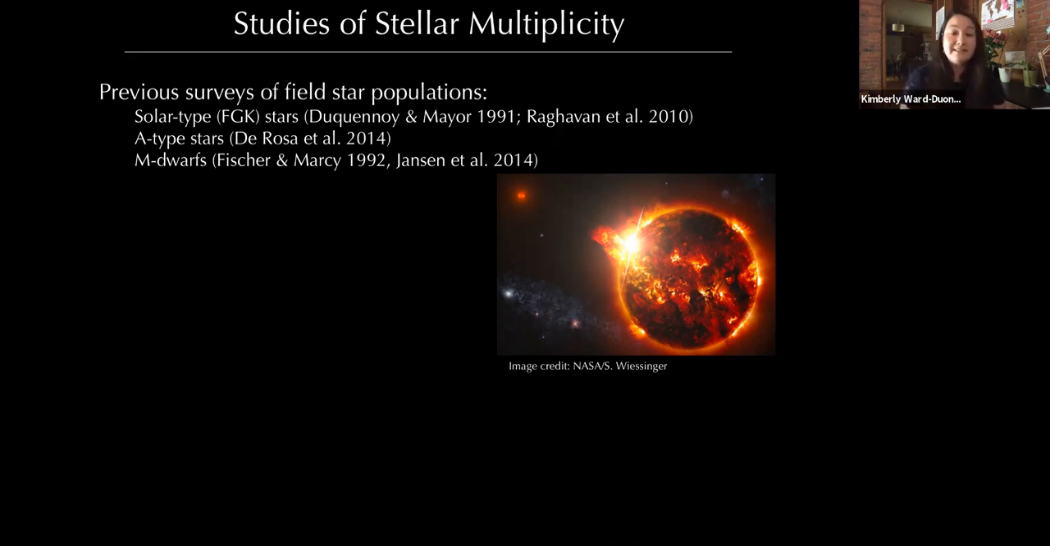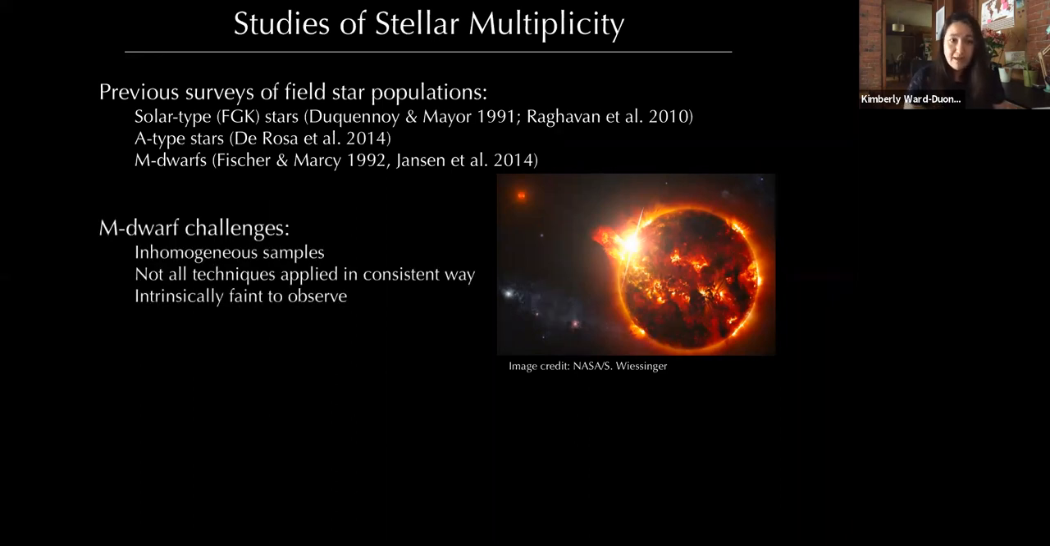And so a lot of emphasis has been placed on solar type FGK stars to understand their binary fractions, more recently for A-type stars, so more massive stars. And then a lot of the M-dwarf surveys were significantly older. And part of this challenge is that M-dwarfs have been surveyed in an inhomogeneous way, or with a very specific or biased set of techniques, and they're just faint and challenging to observe.